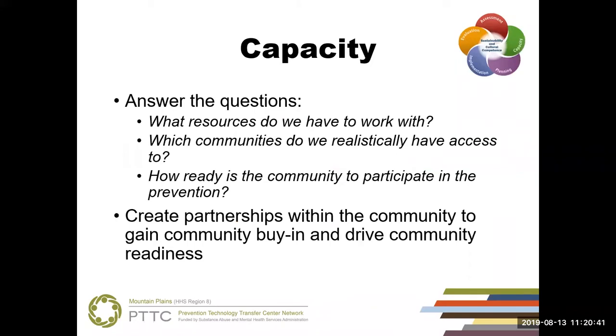So where do we start? While the strategic prevention framework begins with the assessment stage, which is using data to identify areas of need, I found that in practice it often begins with some capacity building, particularly when we're looking at community-based universal prevention. This early capacity building is really driven by the questions: what resources do we as a provider have to work with? Which communities do we realistically have access to? And how ready is the community to participate in prevention?